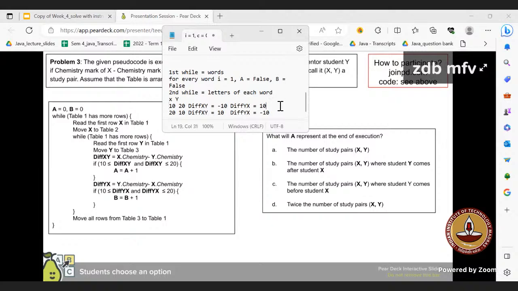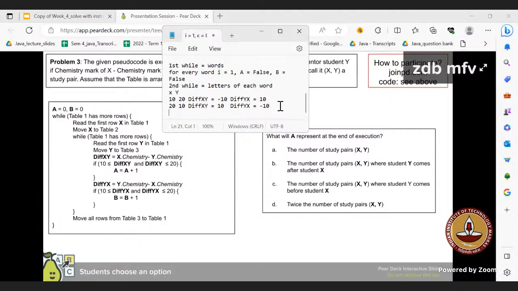Okay, so if it is already a pair, if it is not a pair, okay, number of study pairs of x and y, that is clear. But where student y comes after student x, that is also the case. That also will be correct, because we are talking about the sequence number here. If this is the first card, and if this is the second card, then what is happening here?